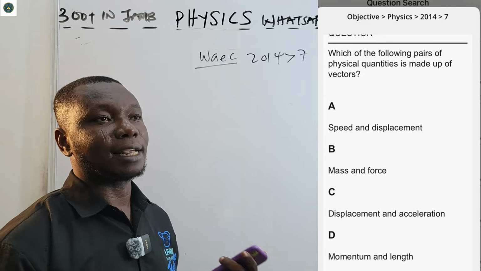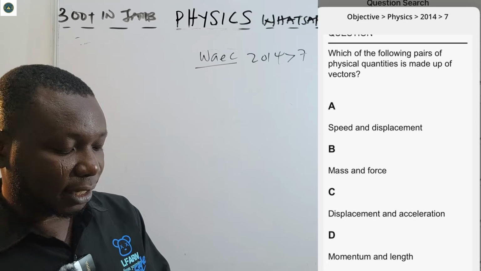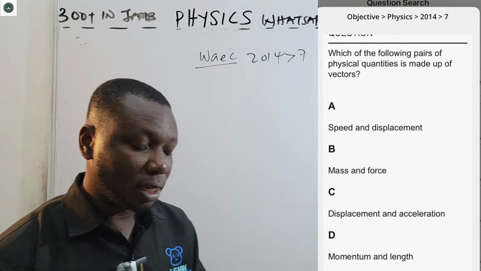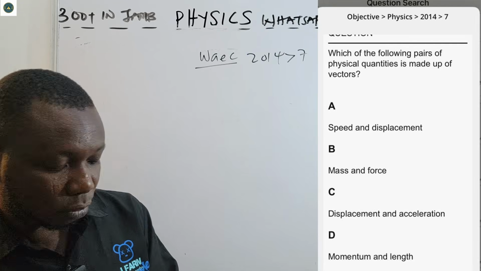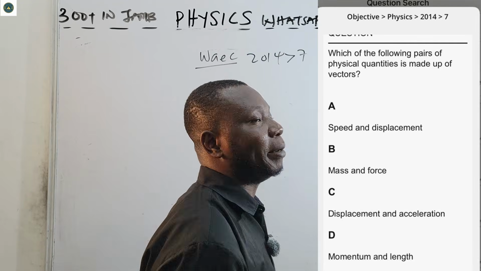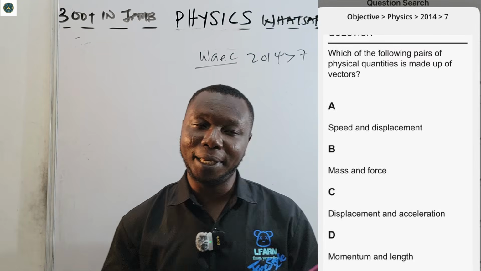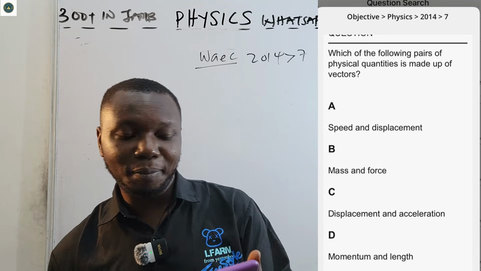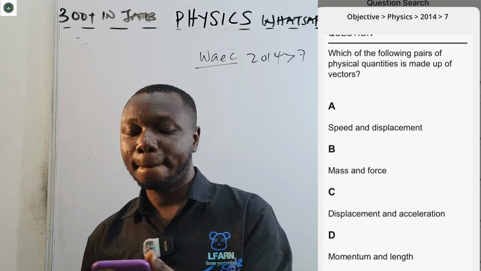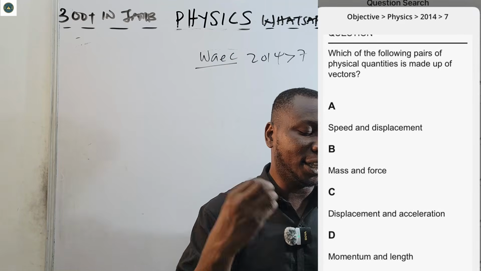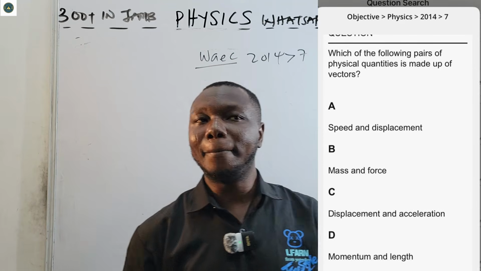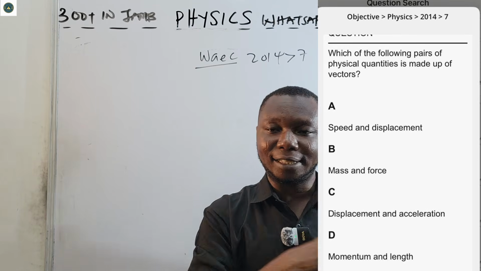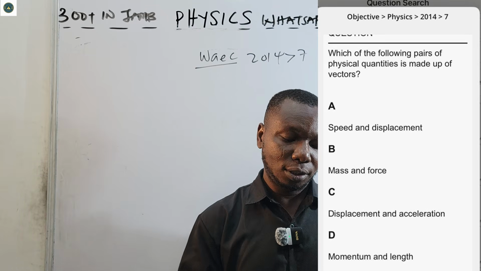At the beginning of the class, I made a distinction between vectors and scalars. So it said, which of the following pairs of physical quantity is made up of vectors? A, we have speed and displacement. If you check A, speed is a scalar, displacement is a vector quantity. B, then we have mass and force. Mass, the quantity of matter contained by a body, is a scalar, then force is a vector.